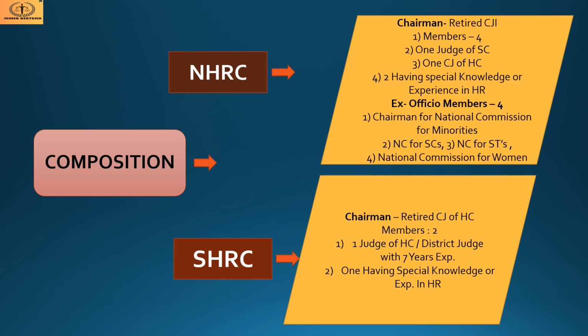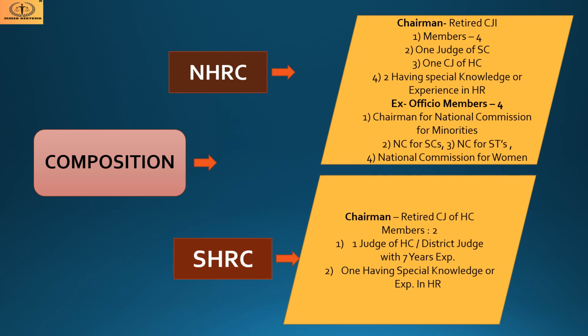So this slide is regarding the composition of the National Human Rights Commission and the State Human Rights Commission. The NHRC has its composition: the chairman would be a retired Chief Justice of India, with 4 members joining him. One member would be a judge of the Supreme Court, one a Chief Justice of a High Court, and 2 others having special knowledge or experience in human rights.